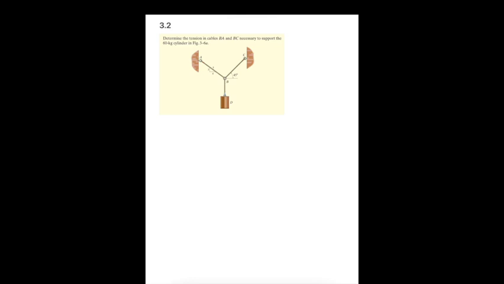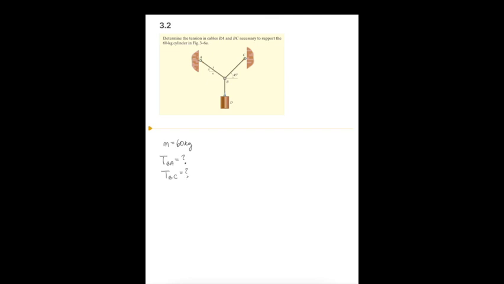Okay, so in this example, we see that there's a weight hanging, and we're told that the weight has a mass of 60 kilograms. And we're given the angles and the direction that the cords AB and BC point. So we see that the cord BC, for example, is at a 45-degree angle. And we're asked to find what is the tension in cord BA and what is the tension in cord BC.